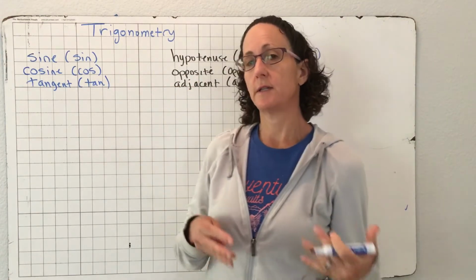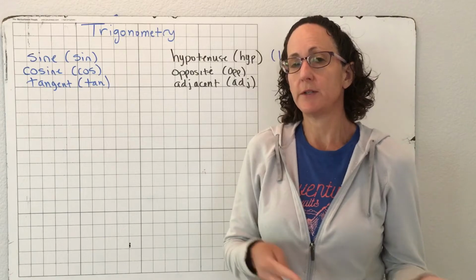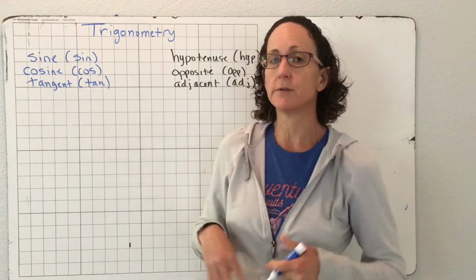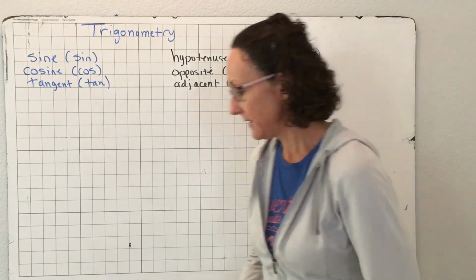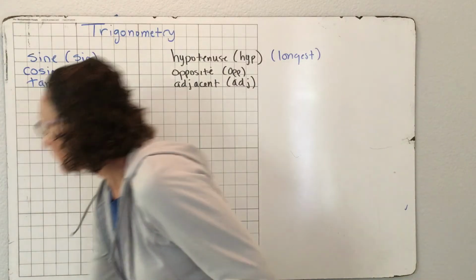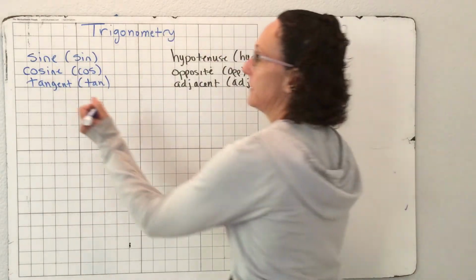So the sine, cosine, and tangent of a certain angle is just a ratio, like 2/3 or 1/2 or something like that. All right, so I'm going to write this out really carefully. You need to write this in your notes.